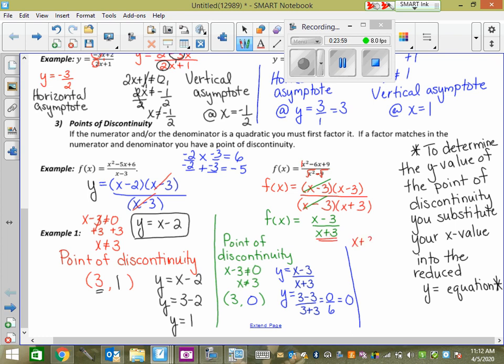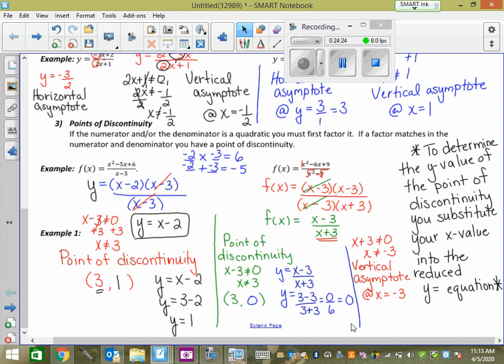So x plus 3 cannot equal 0. x cannot equal negative 3. That's a vertical asymptote because it didn't cancel. If it cancels, it's a point of discontinuity. If it doesn't cancel, it's a vertical asymptote. So I have a vertical asymptote because I still have a factor in the bottom that didn't cancel off at x equals negative 3. And the moment I have a vertical asymptote, I have a horizontal as well.